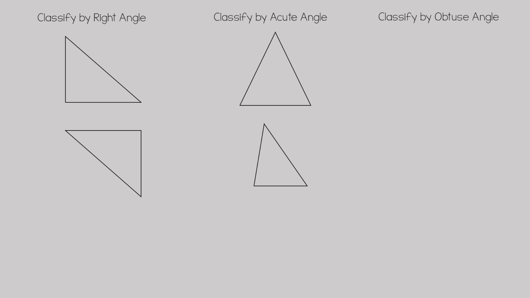We can also classify based on acute angles. Both of these triangles have all acute angles, so these triangles would be considered acute triangles. And we can also classify based on obtuse angles. Both of these triangles have one obtuse angle, so because they have one obtuse angle, they would be classified as obtuse triangles.